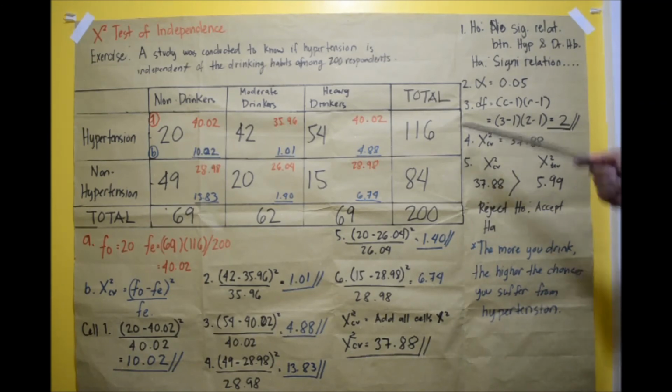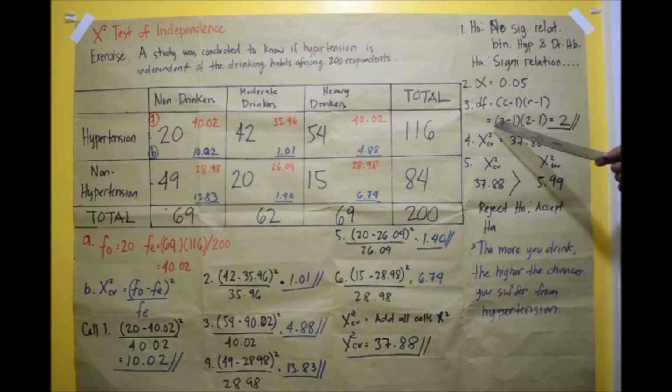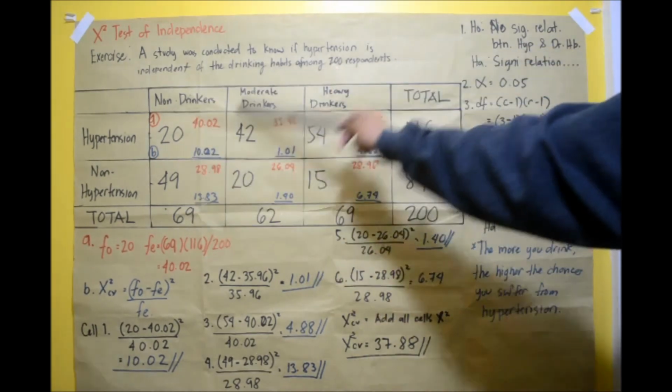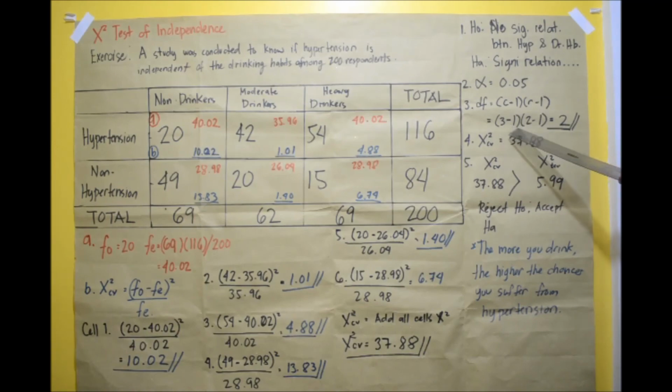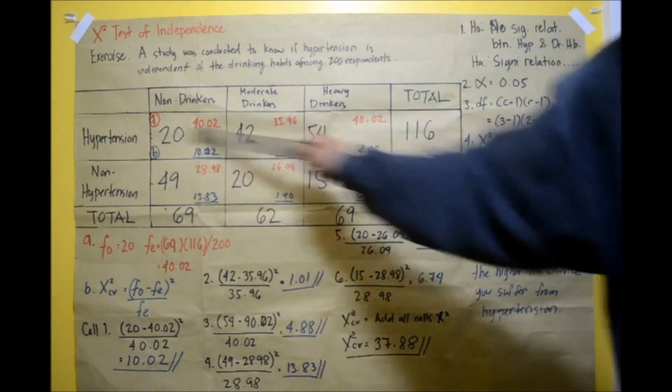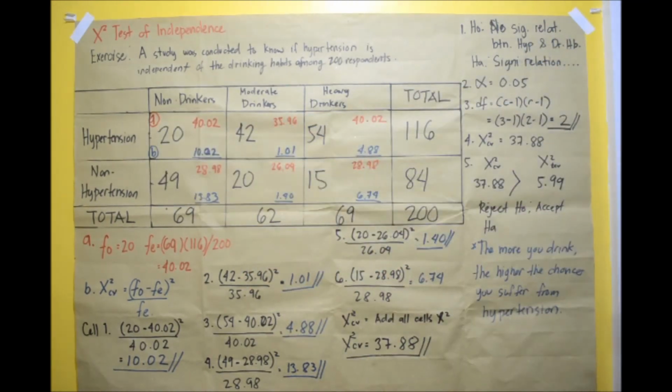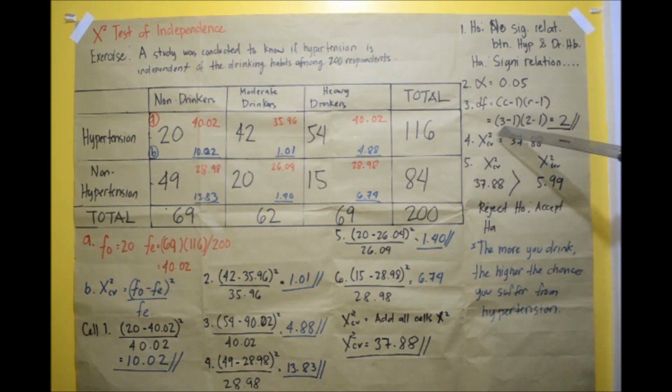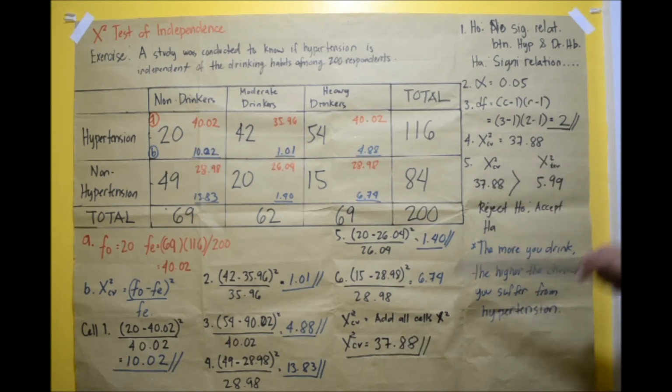Now for the degree of freedom in chi-square, it goes like this. C stands for columns. How many columns do we have? 1, 2, 3. How many rows? 1, 2. So we also look into the groupings. Minus 1, we get 2. The fourth step: we got the computed value of the chi-square, which is 37.88.